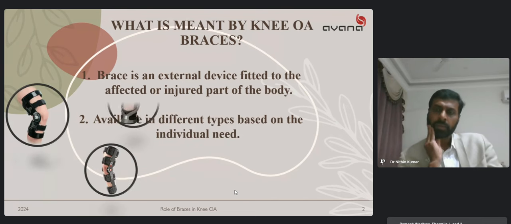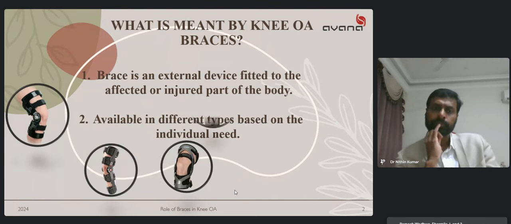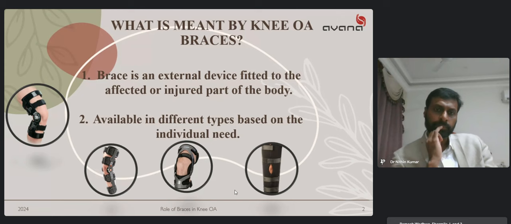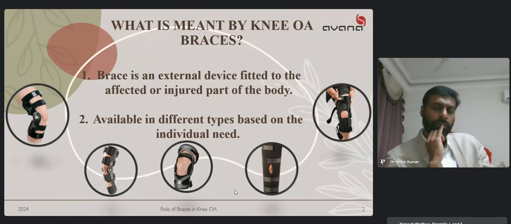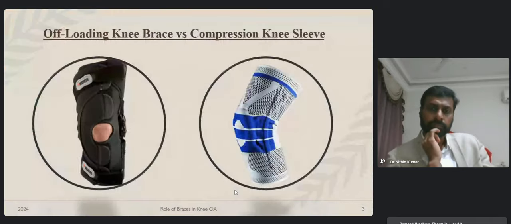There are different braces available based on the need. Sometimes preventive, sometimes post-operative. They are also used for rehabilitation. Even for osteoarthritis, different braces are available. So now we are going to see the difference between these two braces. You can see that both are braces, but what is the difference between these two?